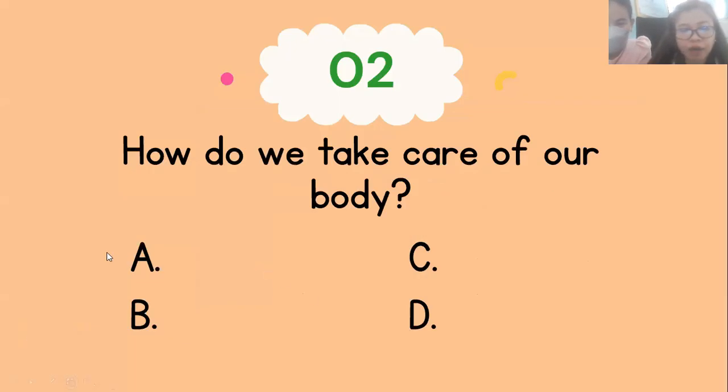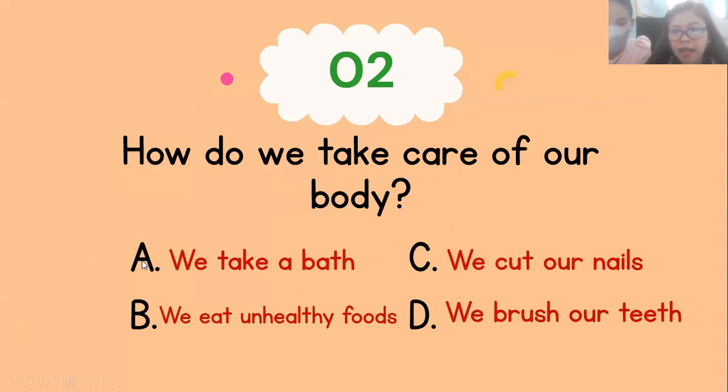Okay, so how do we take care of our body? So if you answer A, it's correct. If you answer C, it's correct. If you answer D, it's correct. Okay, so A, C, and D are correct answers. So my question there, I forgot to write, not belong to the group. So not taking care of our body, and that will be B, okay? But if this question and you answer B, it's wrong, okay? This question and your answer is either A, C, or D, so correct, okay?